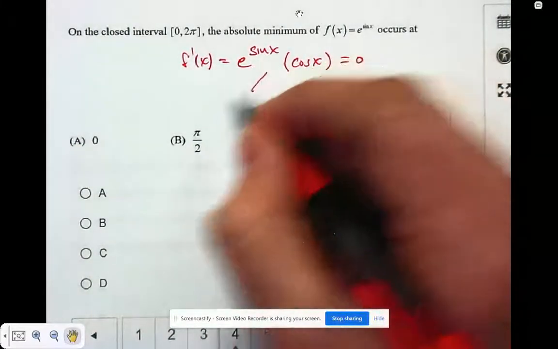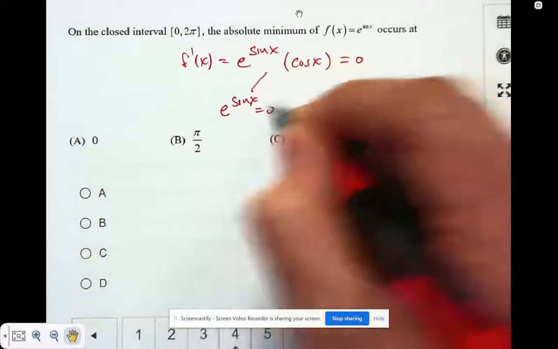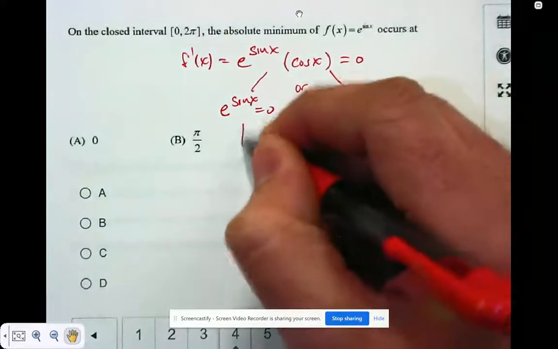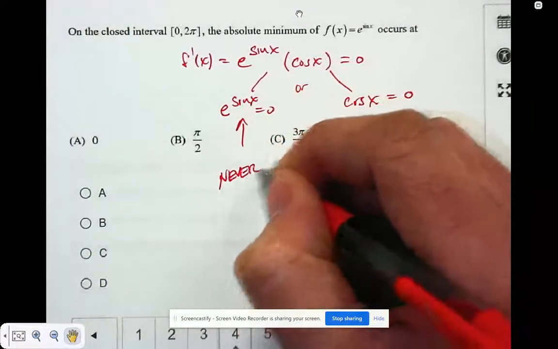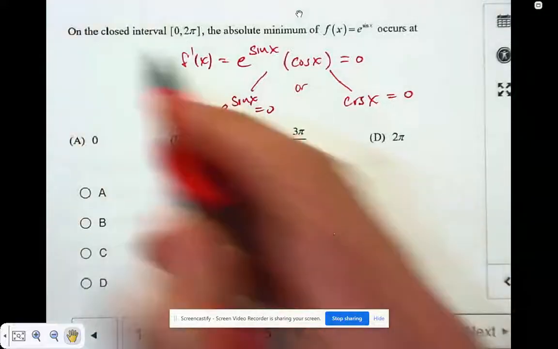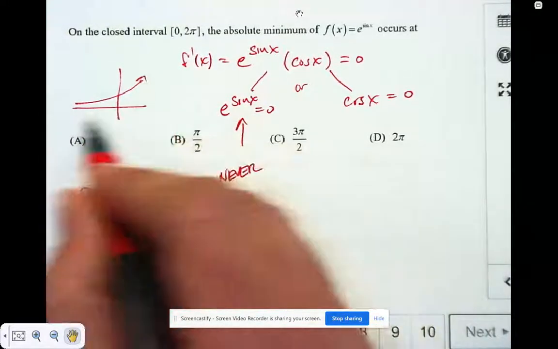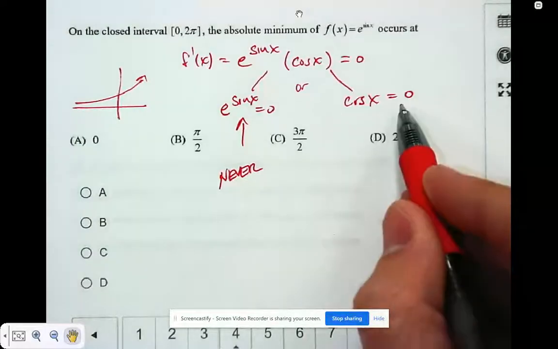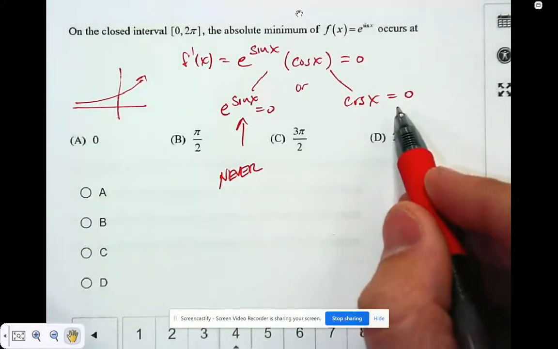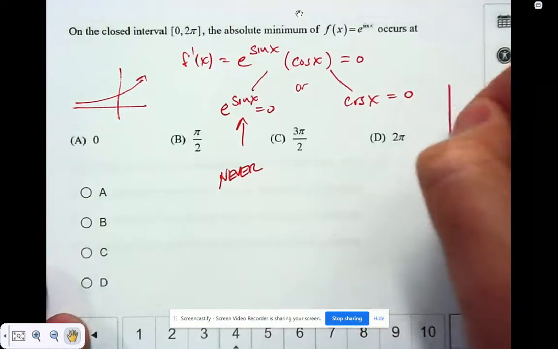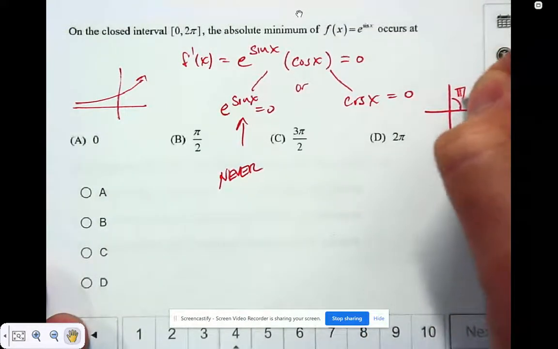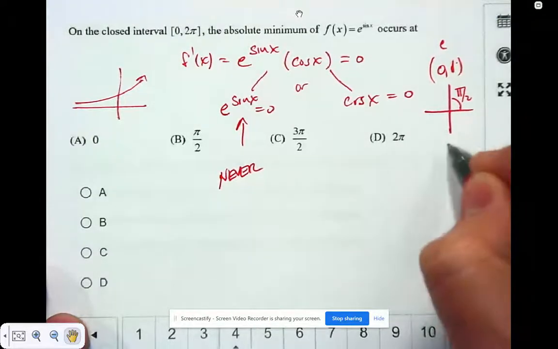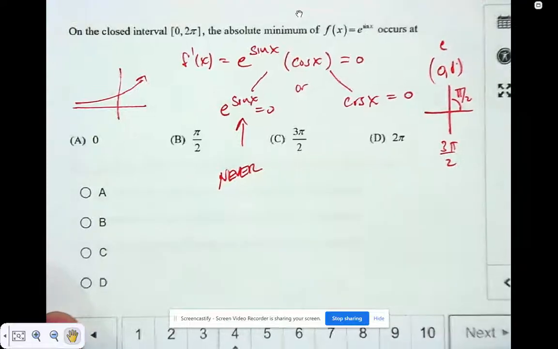Well, we have that rule. Either e to the sine x is equal to 0 or cosine of x is equal to 0. That never happens. Okay? E to anything is an exponential function that lives above the x-axis. It doesn't happen. But when is cosine equal to 0? Remember, every point is cosine comma sine. So if you think about right here at pi over 2, that's the point (0, 1). And so your cosine is 0. That also happens down here at 3 pi over 2.